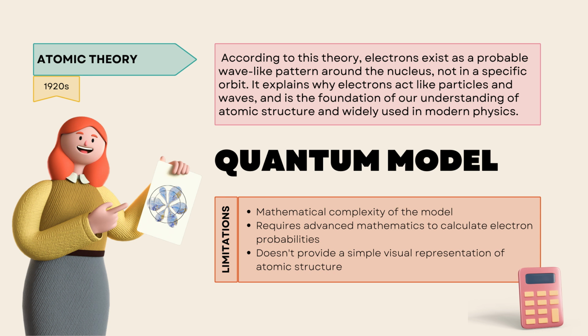Quantum model. According to this theory, electrons exist as a probable wave-like pattern around the nucleus, not in a specific orbit. It explains why electrons act like particles and waves, and is the foundation of our understanding of atomic structure and widely used in modern physics. Limitations: mathematical complexity of the model. Requires advanced mathematics to calculate electron probabilities. Doesn't provide a simple visual representation of atomic structure.